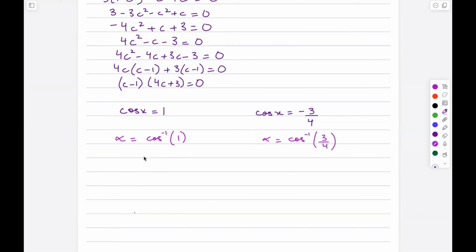Now, cos inverse of 1, when we substitute this in the calculator, the basic angle will be equal to 0. And substituting cos inverse of 3 upon 4, so shift cos inverse of 3 upon 4, that is equal to 0.7227. Now, once we have the basic angles, we can find the values of x.